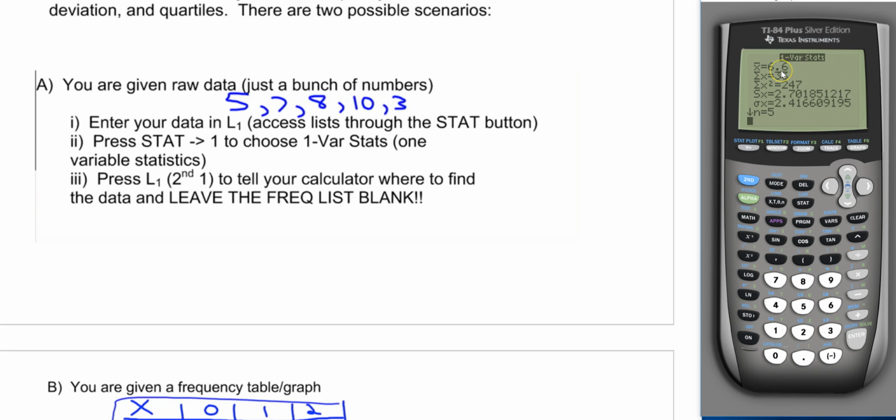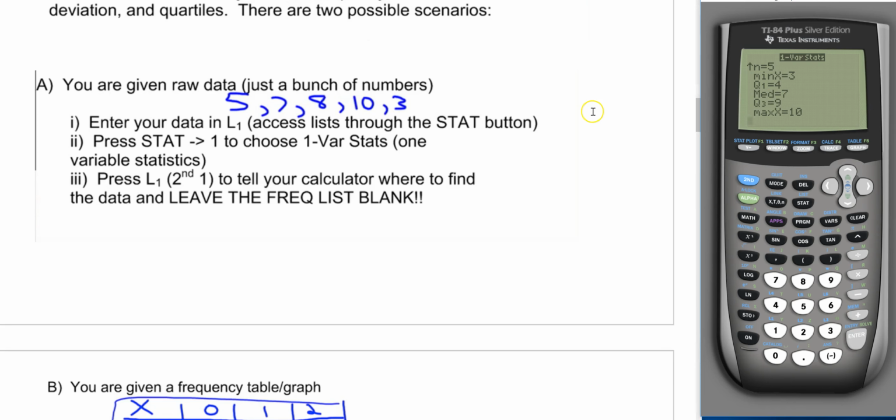So here, my mean is 6.6. This is the summation. I really don't care about that one. This is the summation squared. Who cares about that either? This is standard deviation. We use the bottom one for standard deviation. The top one is like a population, and this is a sample. We use the bottom one. Scroll down: min, max, median, Q1, Q3.